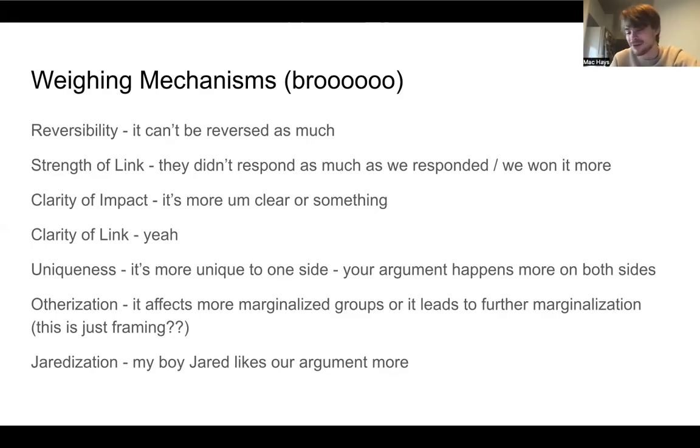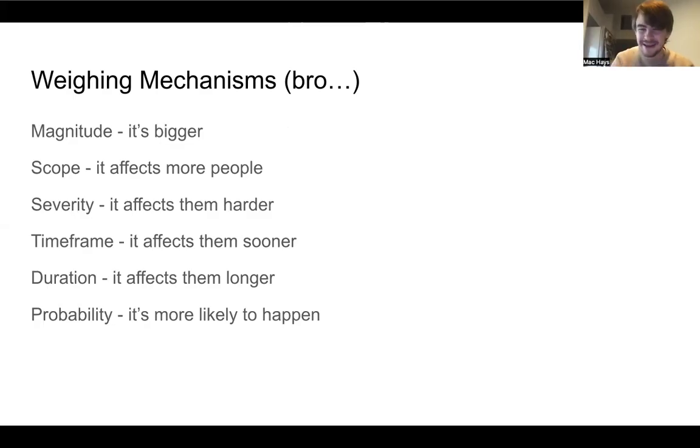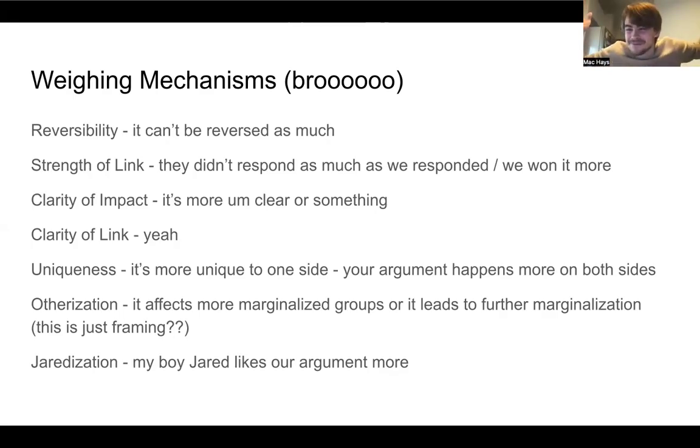The problem with this is it becomes absurd, because let's say team A is outweighing on uniqueness and clarity of link and strength of link and scope. And team B is outweighing on time frame and probability and duration and also otherization. These are just words. Who wins? This is not really actually comparing arguments. So yeah, the controversial hot take here: I think weighing mechanisms are a bunch of baloney. I think it is a lazy way to compare arguments that doesn't really involve that much brain power.